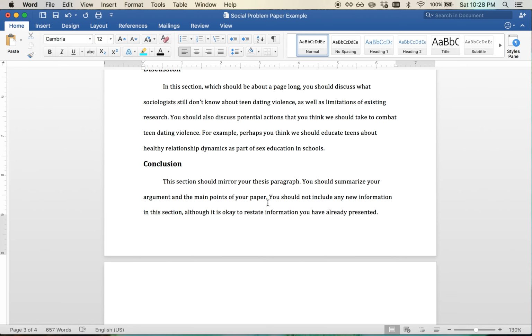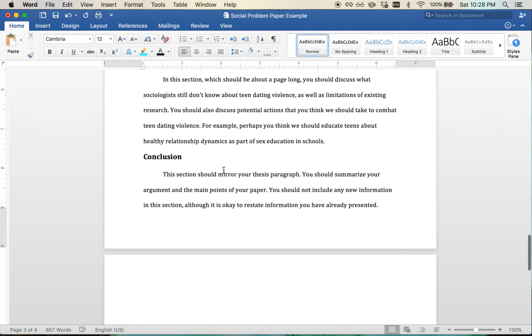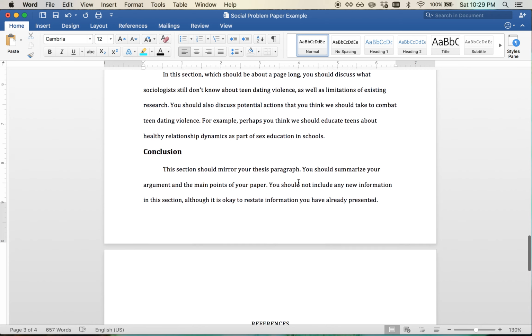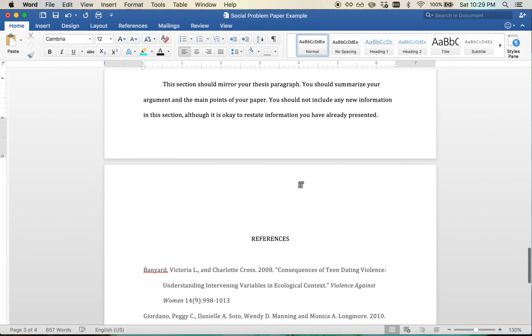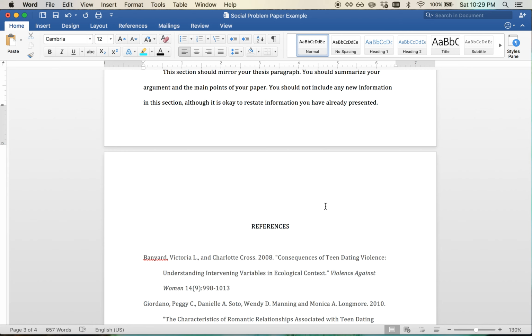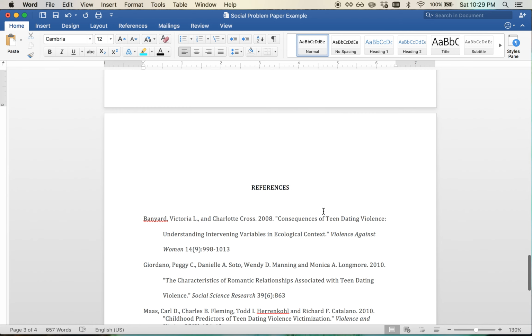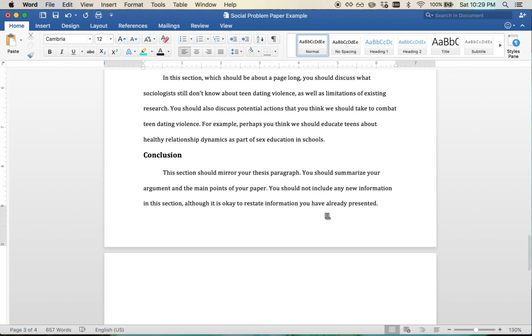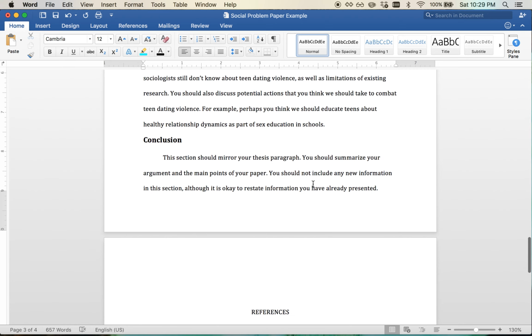The shortest and easiest section to write is your conclusion. This is the last section of your paper, as the name suggests, and all you should do here is summarize what you've argued. It should mirror your thesis paragraph in that you should, again, state that the problem is important, state which theories you used to examine your problem, and then briefly summarize your discussion section in maybe one sentence. After you've finished writing your paper, these text sections are the only sections that count toward your page count.